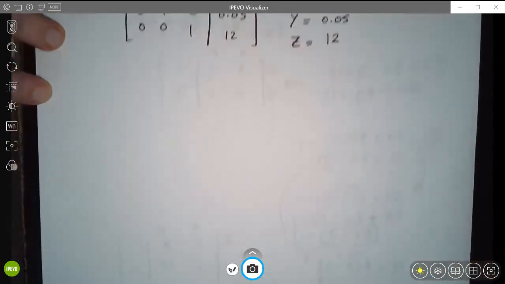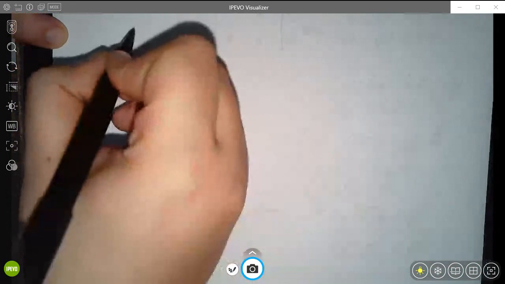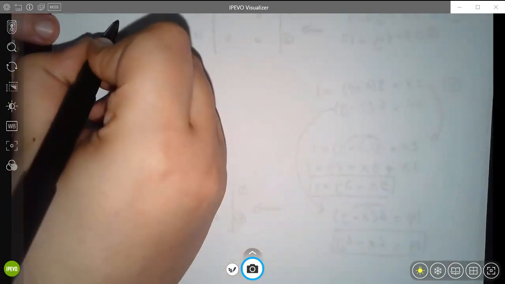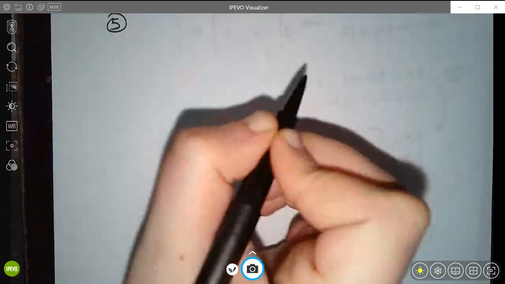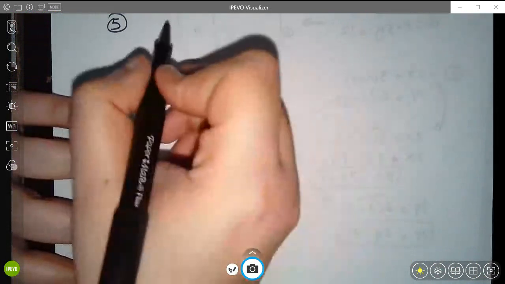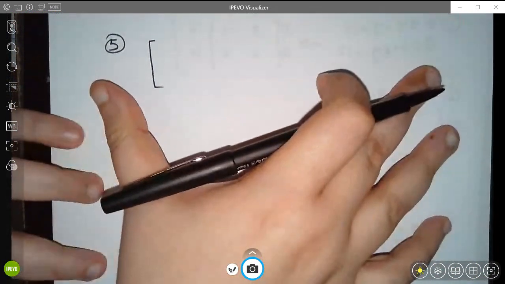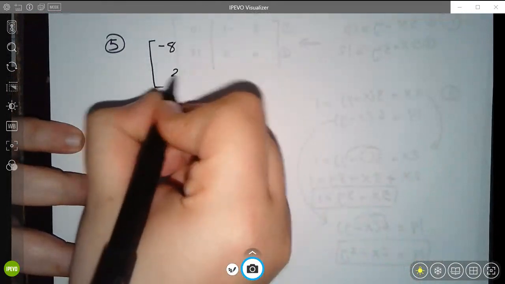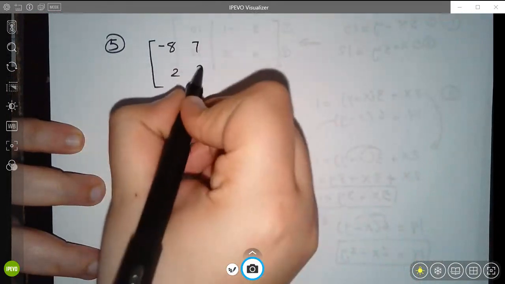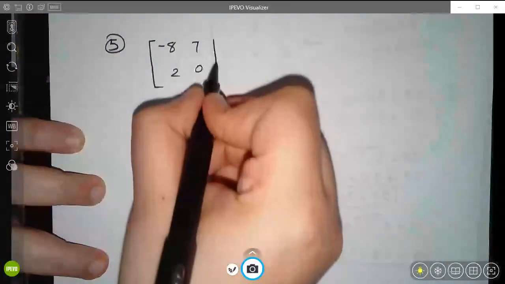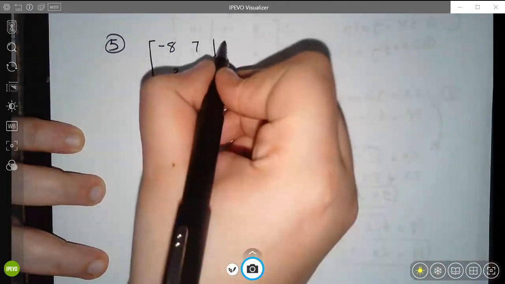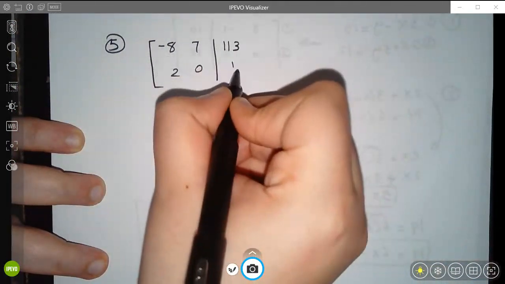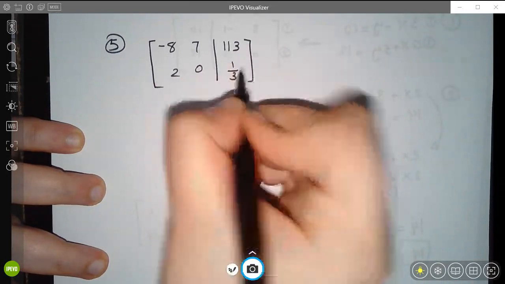Let's do another one. Here's 5. Now this one is a matrix that's not been solved. It's just a normal one. It has negative 8, 2, 7 and 0. It's 113 and 1/3.